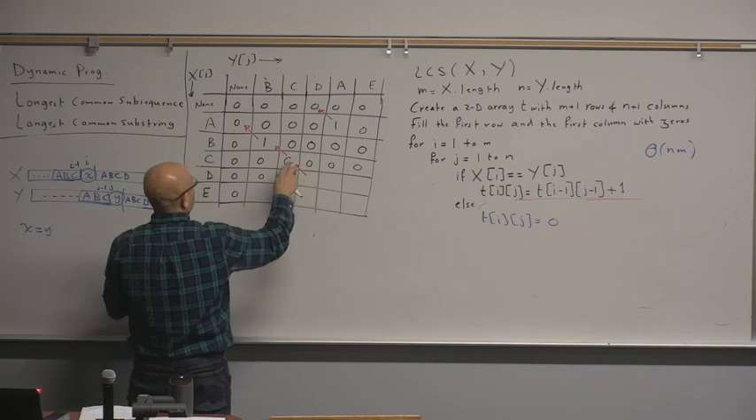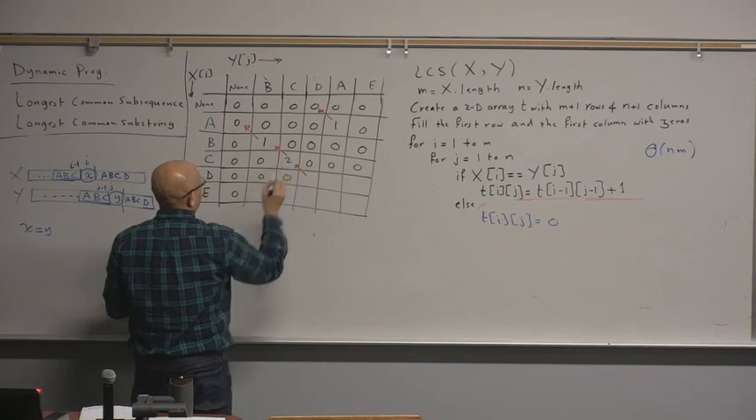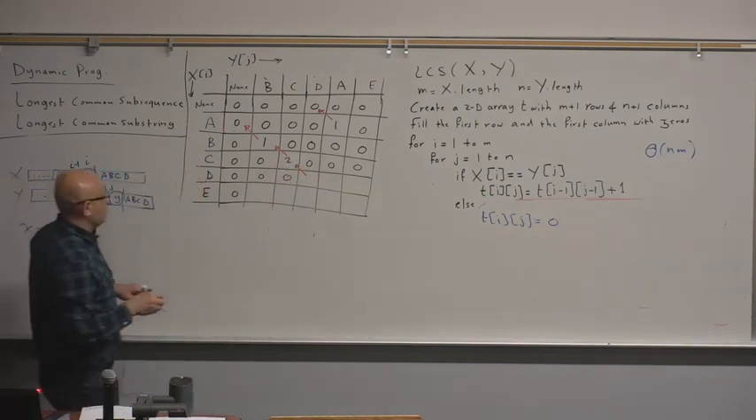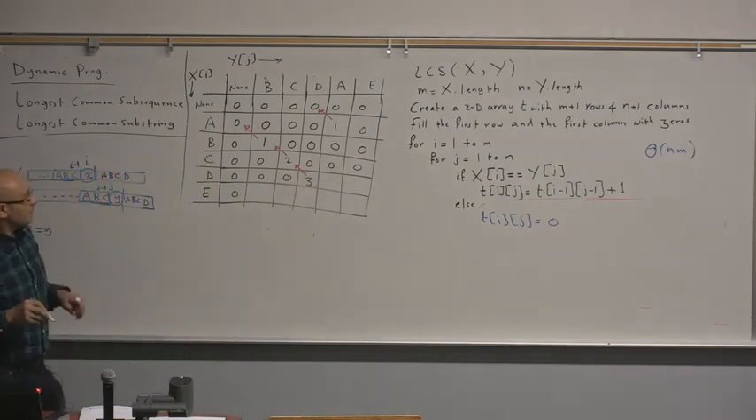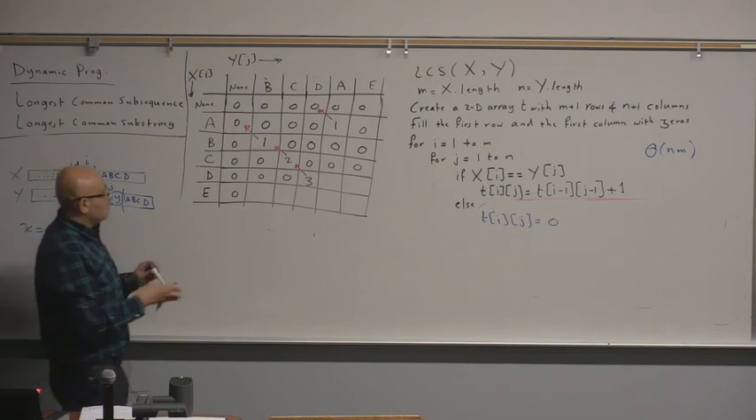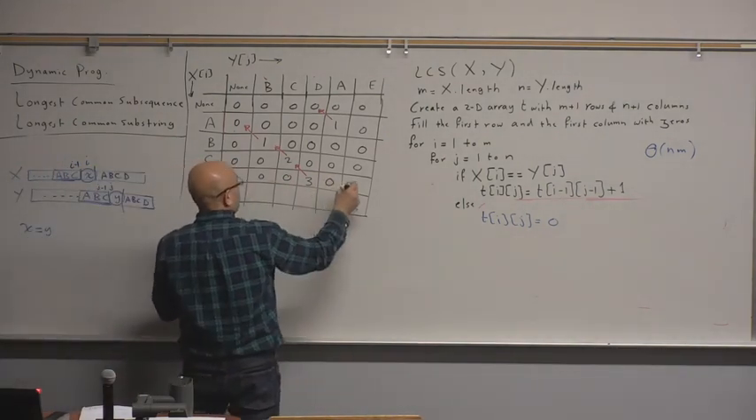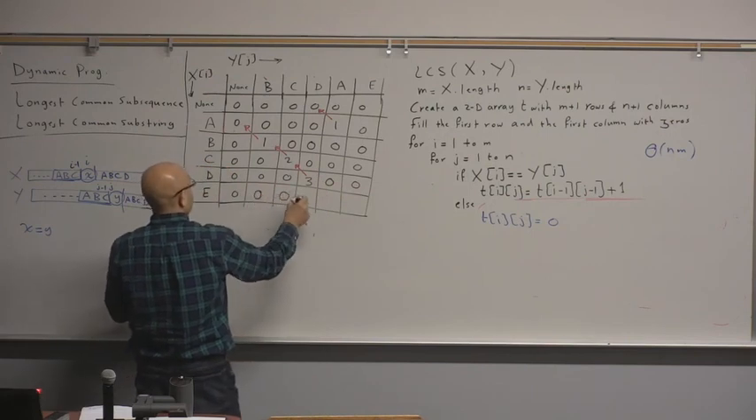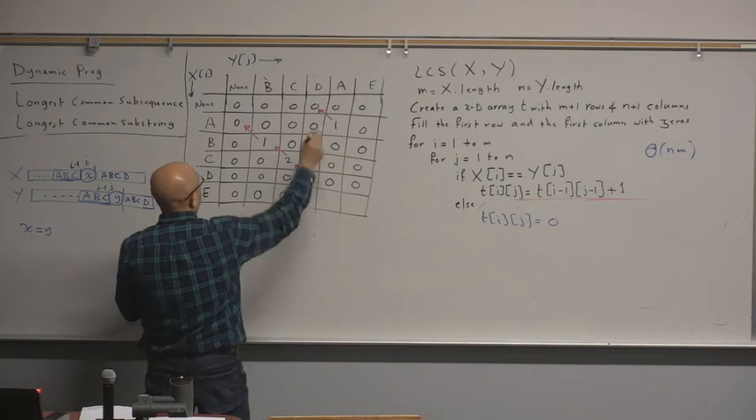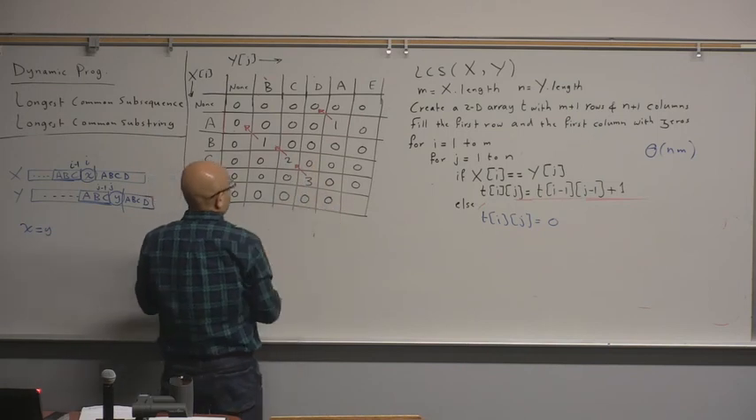Oh, sorry, I put 3 here. I should have put what? 2. I need to put the length. So this is going to be 3. So these diagonals are going to point you to the longest common substring. Not equal, 0. Not equal, 0. Not equal, not equal, not equal. A and D not equal. Equal, diagonal.